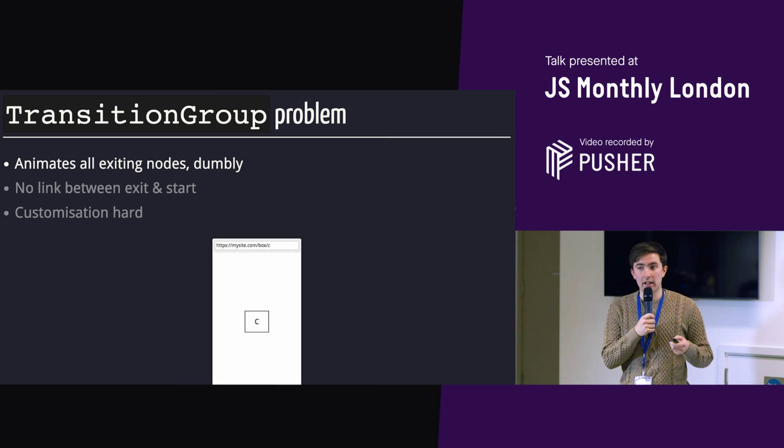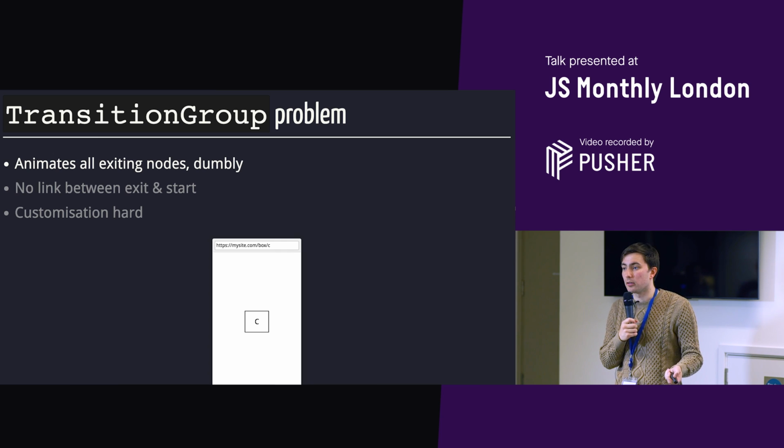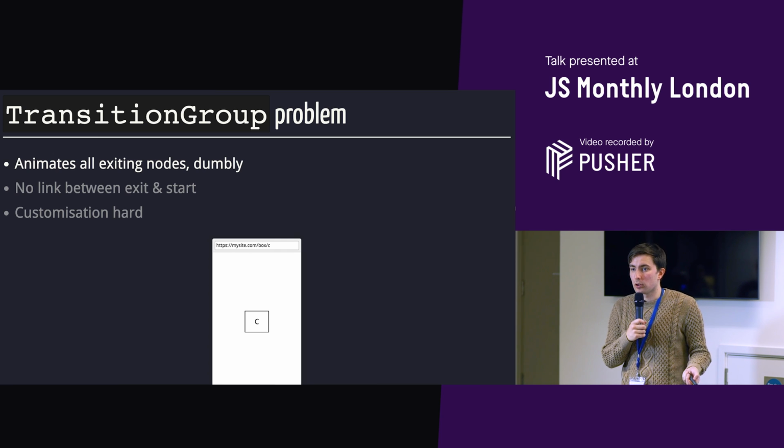The reason for this is that transition group has no idea that you're trying to do a route transition between two different pages. All it knows is a node entered, it needs to animate it in. A node leaves, it needs to animate it out. It has no idea anything on top of that, and you can't tell it anything on top of that. It's just not something that it supports.